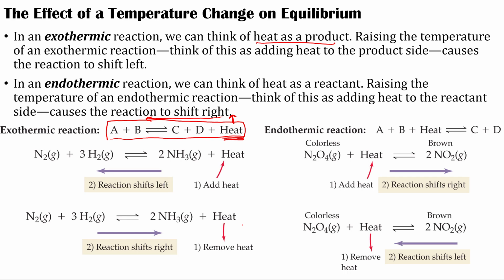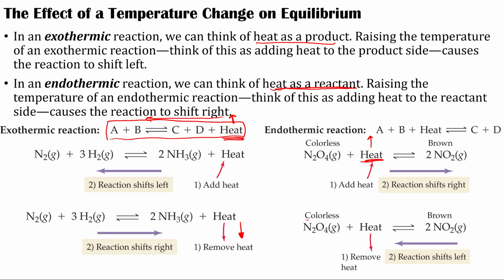If we remove heat from that side, so we're still talking about an exothermic reaction, if we remove heat, it's going to shift to the right to replace the heat that's been removed. In an endothermic reaction, we can think of heat as a reactant. So in an endothermic reaction, heat is on the reactant side, and so if we increase the temperature, the reaction is going to shift to the right. And if we decrease the temperature, it's going to shift to the left to replace the heat. So it's going to make more heat. So if we make the reaction colder, we're removing heat.